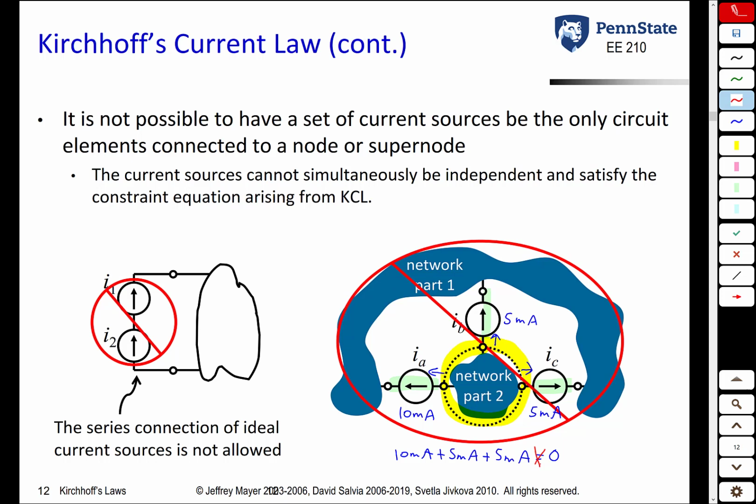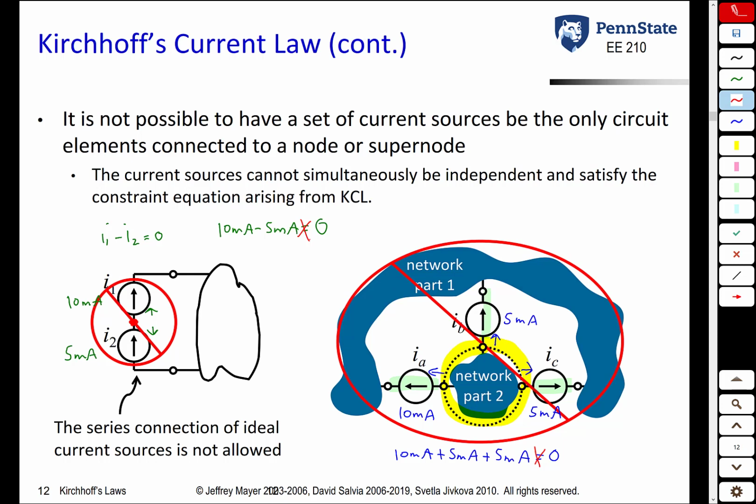A subset of this is you cannot have two current sources in series, because if you had these in series, you have a node there. This current would have to equal that current. You would have that I1 minus I2 would have to be 0, but what if I1 was 10 milliamps and I2 was 5 milliamps? You would then get 10 milliamps minus 5 milliamps is equal to 0, which once again is not allowed.